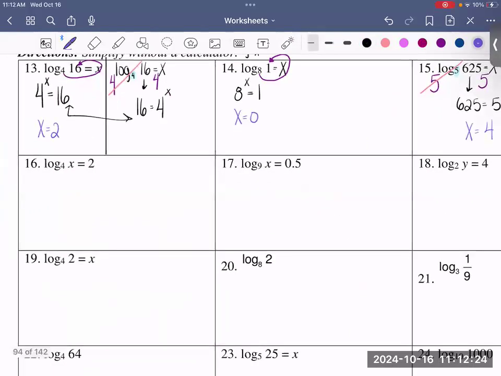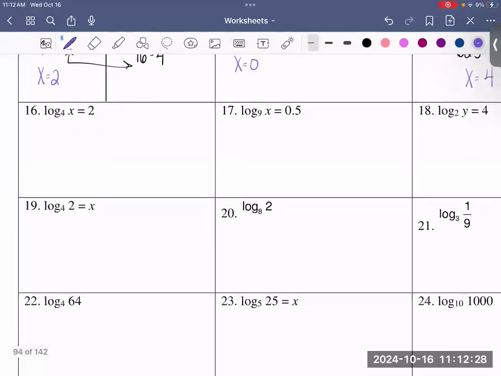We'll try just a handful more. I'll do maybe one more. I'll do this next row.